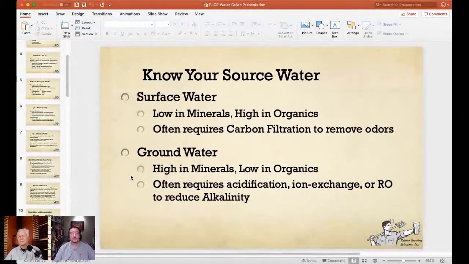Groundwater, on the other hand, is usually high in minerals and low in organics. Generally, the water tastes okay and smells okay, but in terms of brewing, we often need to reduce the alkalinity. And we can do acidification, ion exchange, or reverse osmosis to do that. Okay.